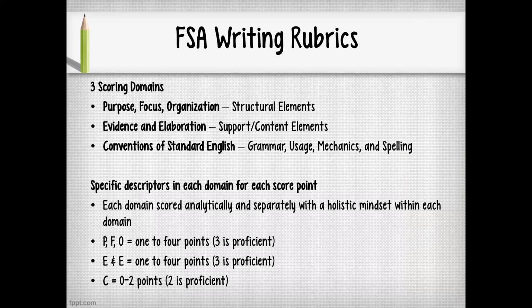So final reminders, there are 3 scoring domains: purpose, focus, and organization. Those focus on the structural elements of the response. Then you have evidence and elaboration, that's focusing on the support and the content elements. And then you have your conventions, of course, our grammar, usage, mechanics, and spelling. There are specific descriptors in each domain for each score point. Those are those overarching statements and those bullets. Remember that each domain is scored analytically and separately within a holistic mindset. So you're going to give a score in PFO of 1 to 4 points. You'll give a score in evidence and elaboration of 1 to 4 points, and then you'll give a score in conventions, a 0, a 1, or a 2.